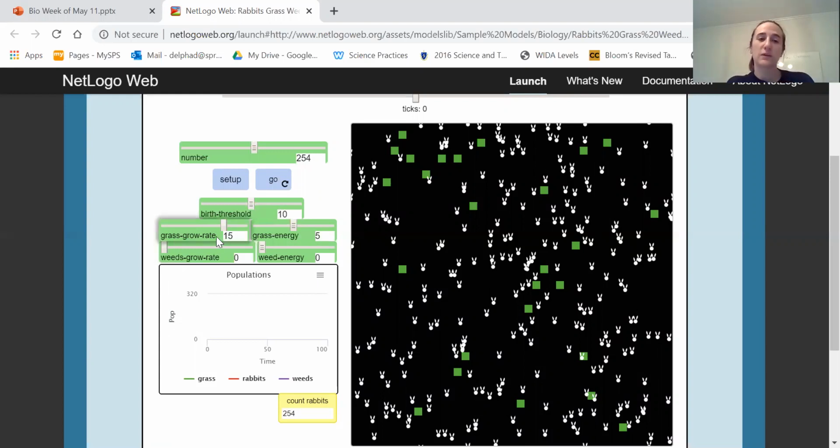Next, we have the grass growth rate. I'm going to put that right in the middle. It can also go from 0 to 20. I'm going to keep the grass energy at 5, and I'm going to move the weed energy to 5, just so they're the same, they're constant, we're not changing them. And I'm also going to put the weed growth at 10. So 10 is right in the middle, they're growing.